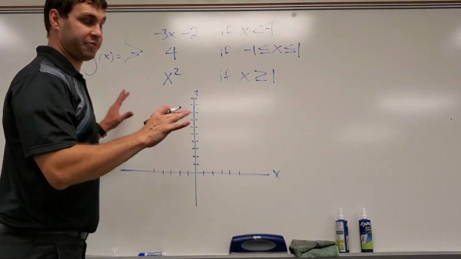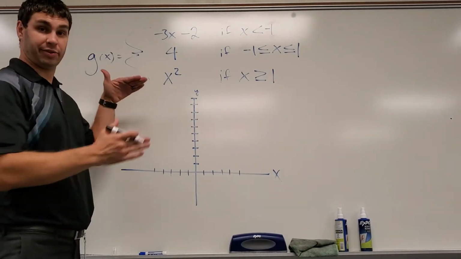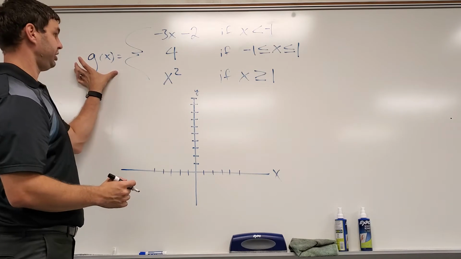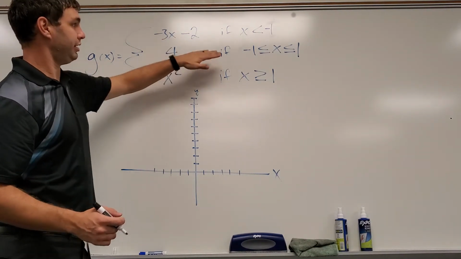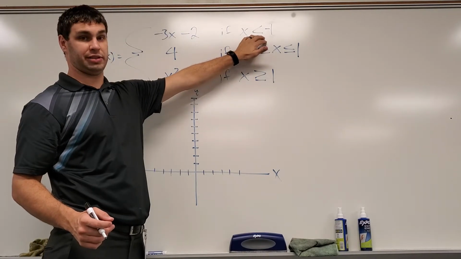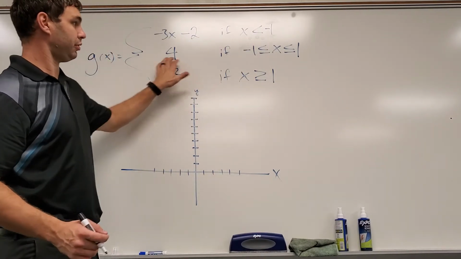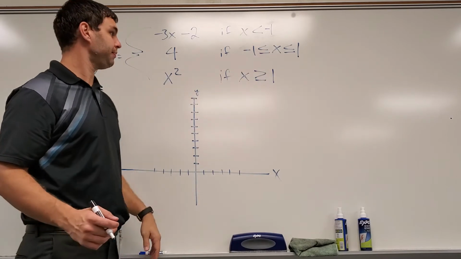All right, in this video we're going to graph piecewise functions. In this case, we have three pieces of g of x. g of x is going to be negative 3x minus 2 when the domain is restricted to less than negative 1. It's going to be 4 when it's between negative 1 and 1.